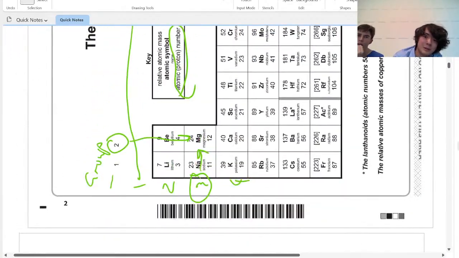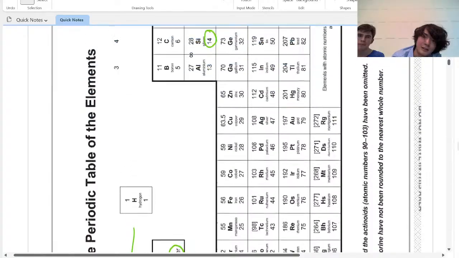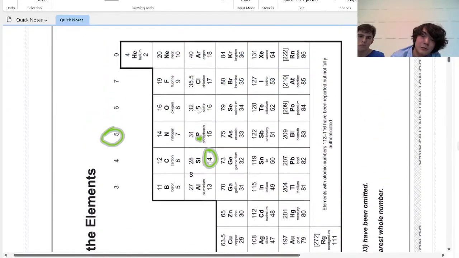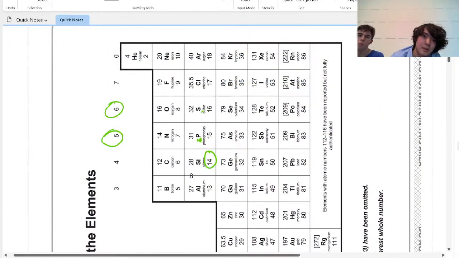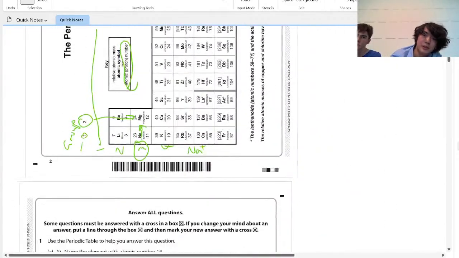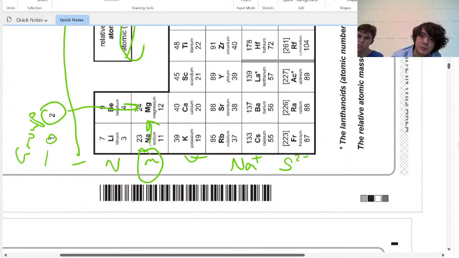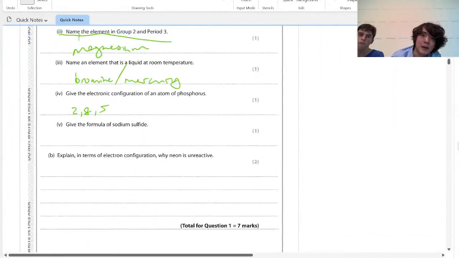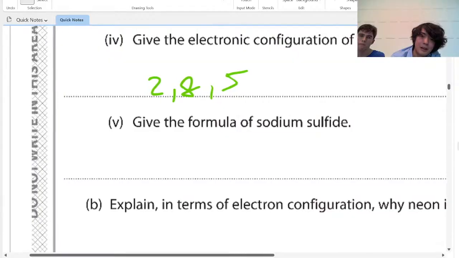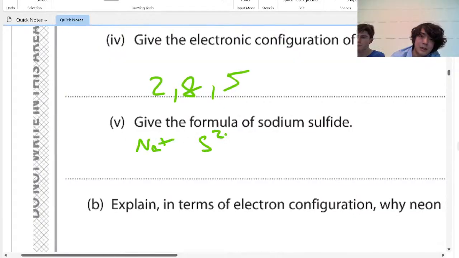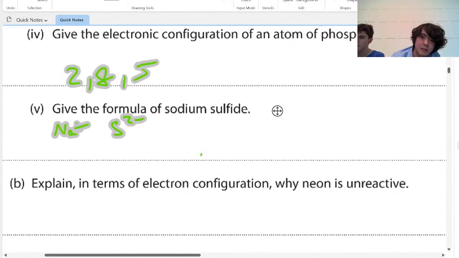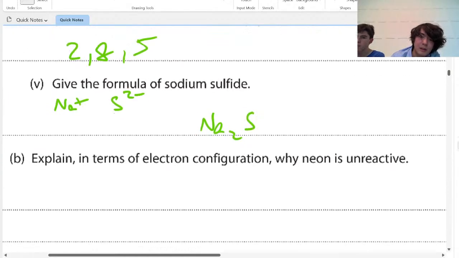Give the formula of sodium sulfide. Sodium is in group 1, so it's going to be Na+. Sulfur is in group 6, so it needs to gain 2 electrons to make a full shell. It's ionic bonding, so the charges just need to cancel out. With Na+ and S2-, you need 2 pluses to cancel out 1 2-. So it's going to be Na2S.